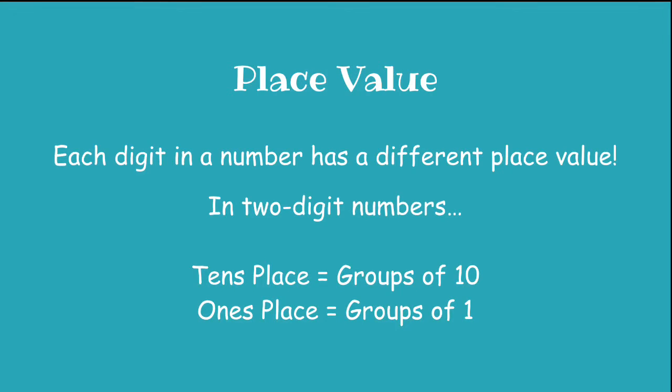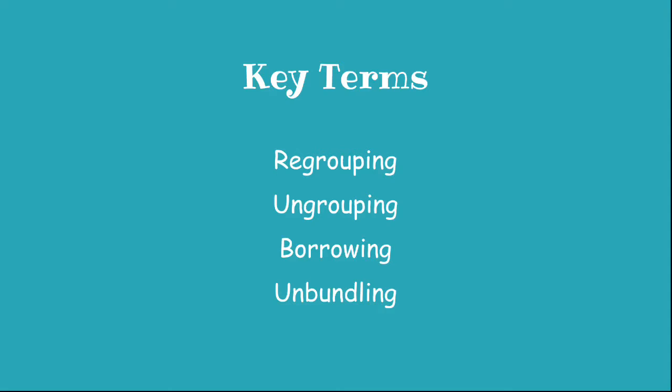The ones place tells you how many groups of 1 there are, while the tens place tells you how many groups of 10. First, let's talk about a few key terms. In this video, we will always refer to the subtraction process with regrouping. However, you may hear the words ungrouping, borrowing, and unbundling at times dealing with subtraction. They all mean the same thing.